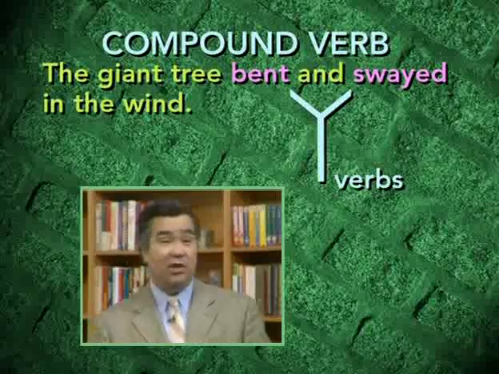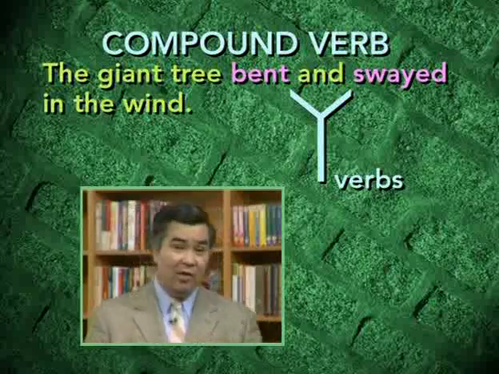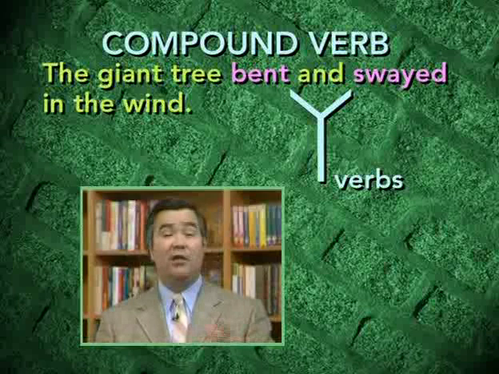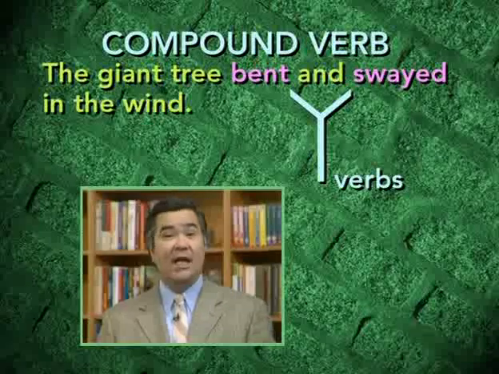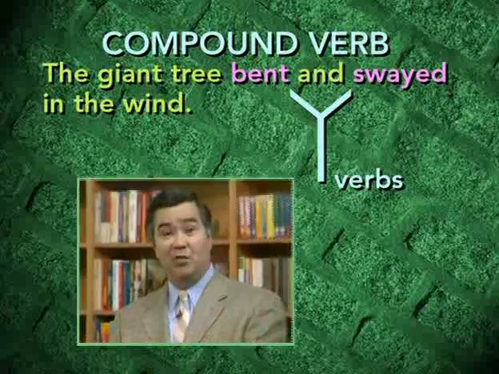So the heart of this sentence is tree bent and swayed. And the other words in the sentence are there to give us more information about what kind of tree it was and how and when the tree bent and swayed. So as we see, in some sentences, you may have a compound subject, that is, two or more subjects joined by the word and or or. And in some sentences, you may have a compound verb, that is, two or more verbs joined by the word and or or. You may even have, in certain sentences, both a compound subject and a compound verb. But most often, one or the other will be compound and not both.